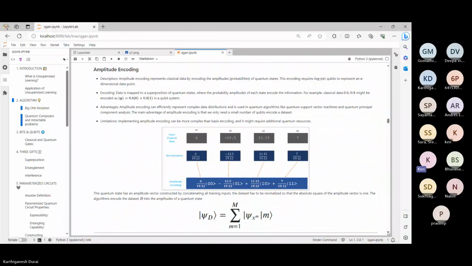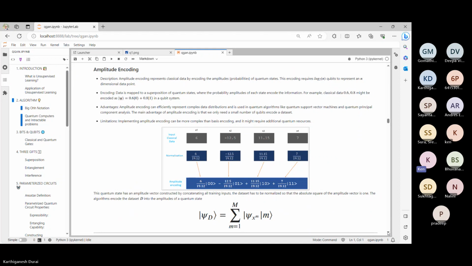So amplitude encoding represents complex data distribution. And the way it does this is it encodes our information into the amplitudes of our state vector. And again, pretty straightforward. For example, x1, x2, x3 here, 6, -12, 11, 7. We first need to normalize those, get our normalization, which is 19.12. And we take that and use that now as the amplitude vector. And basically, this is just all there is to amplitude encoding.